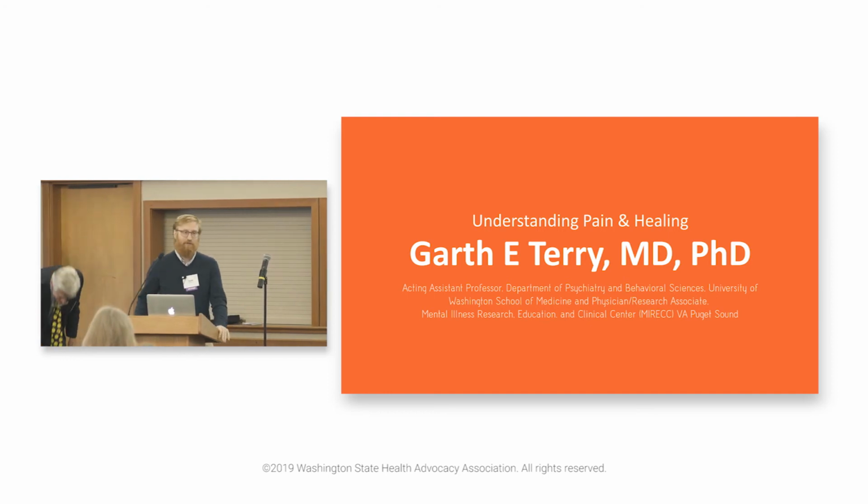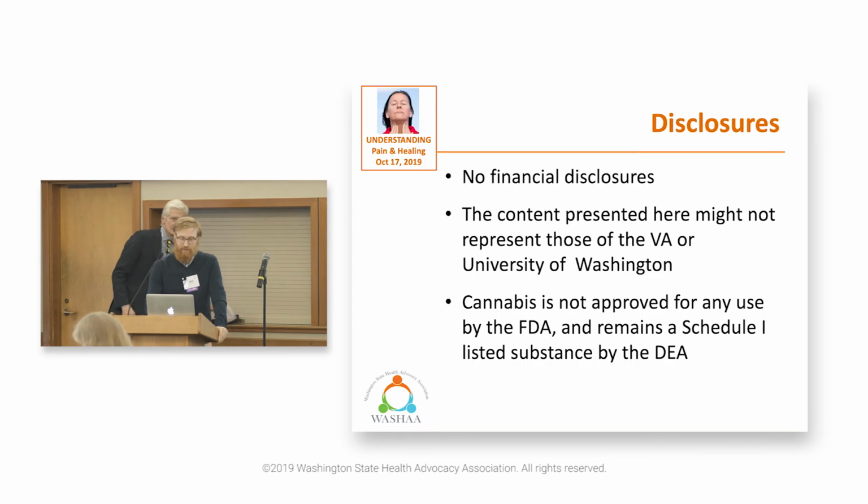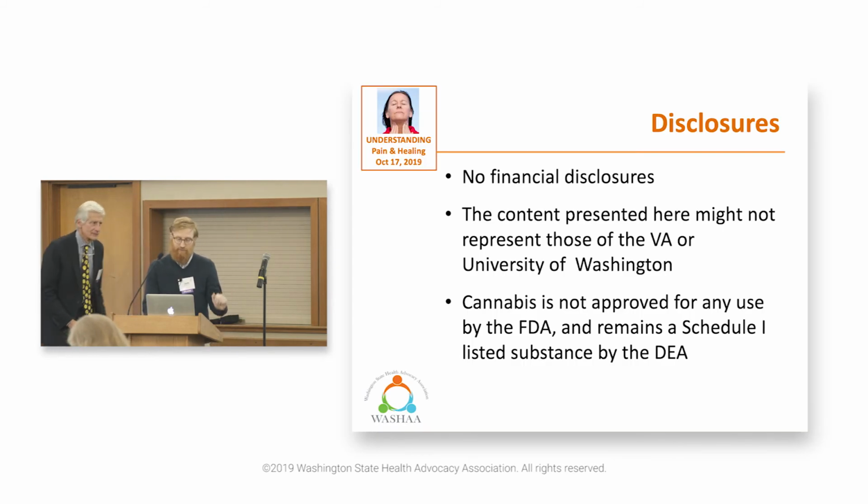Hello. So I'm going to speak a little bit about cannabis and also the endocannabinoid system. Just for disclosures, I don't have any relevant financial disclosures, and the views I'll be presenting today represent my own and not of either of my employers. Cannabis is not FDA approved, and it remains a Schedule I substance, so it's federally illegal, even though there is a retail cannabis market in Washington state.